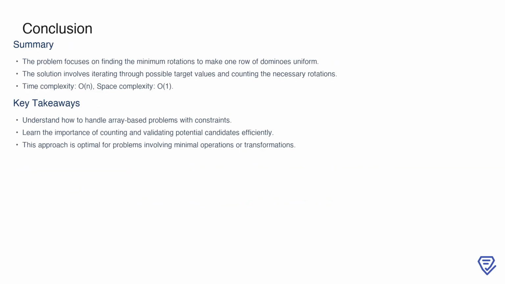Great job! We've successfully explored the problem minimum domino rotations for equal row. To recap, we used an efficient algorithm to determine the minimum rotations, leveraging candidate values and minimizing operations. Remember to practice similar problems for mastery.